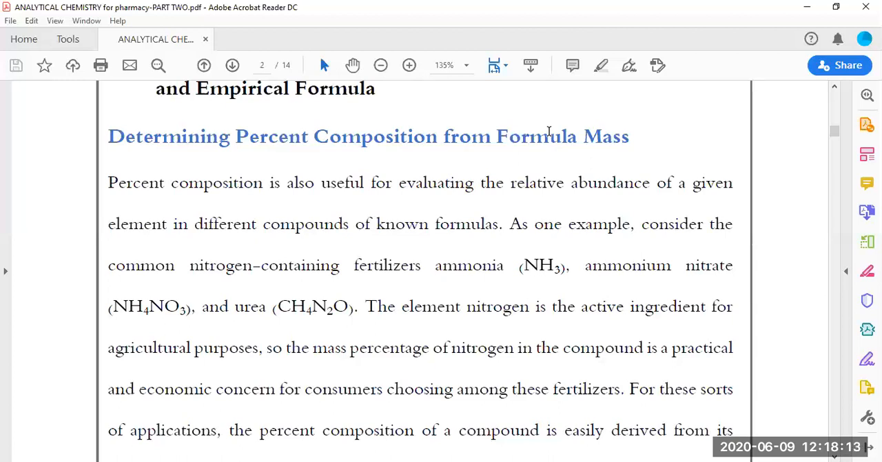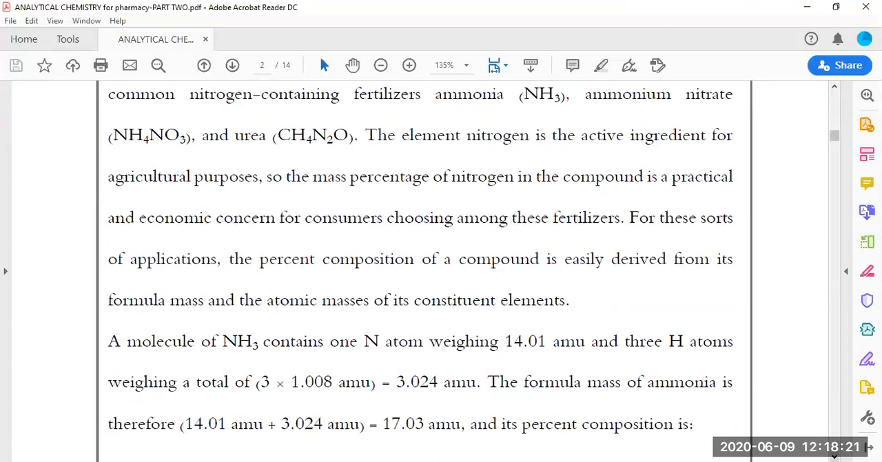So the mass percentage of nitrogen in the compound is a practical and economic concern for consumers choosing among these fertilizers. In other words, we have different fertilizers, different compounds containing different percentages of nitrogen. Economically, the one giving the highest percentage is the one we consider to use. If you consider, for example, NH4NO3 and you calculate the percentage of nitrogen, you see it will be different than the percentage of nitrogen in urea. So which one is giving more nitrogen? That's what we want to know. So we calculate that percentage.